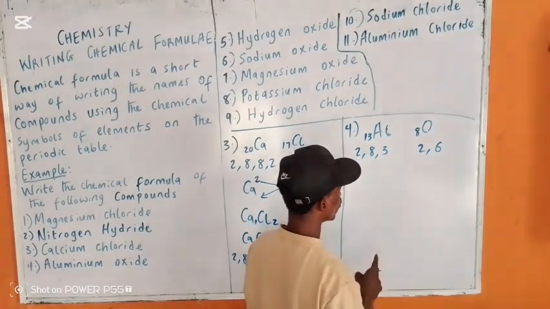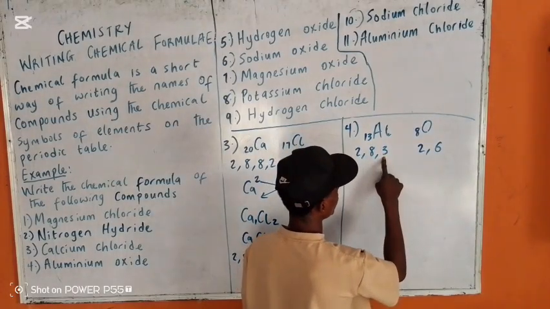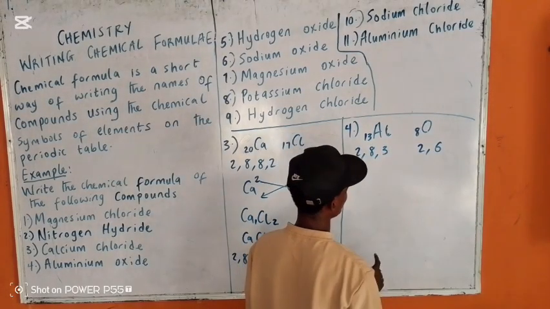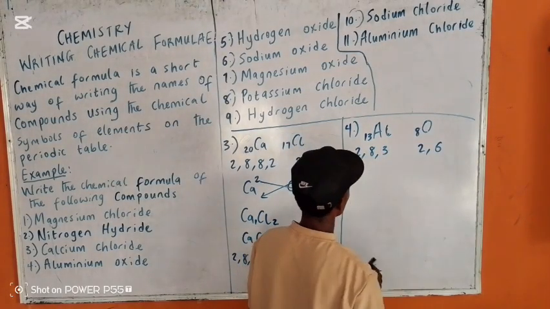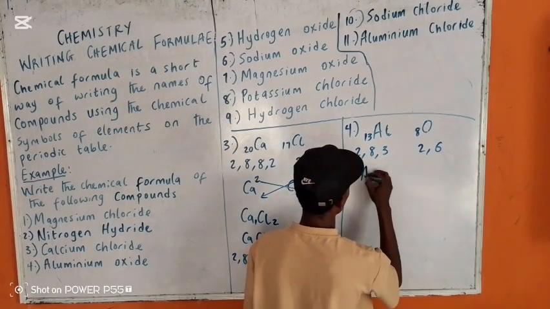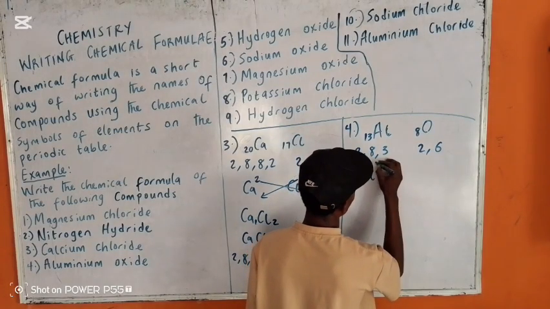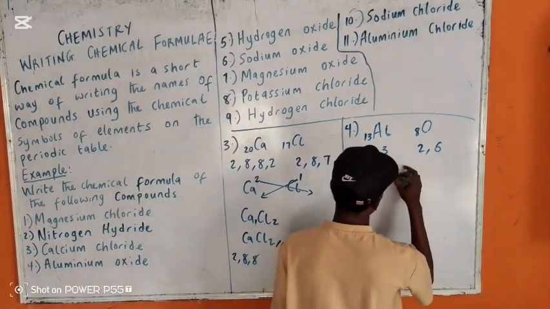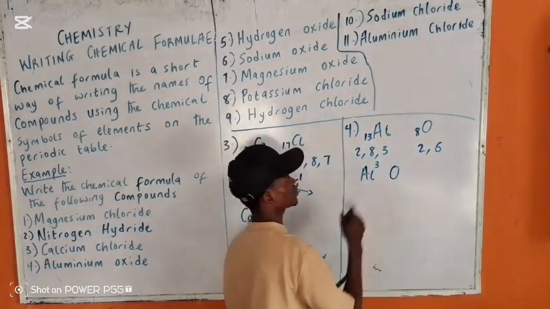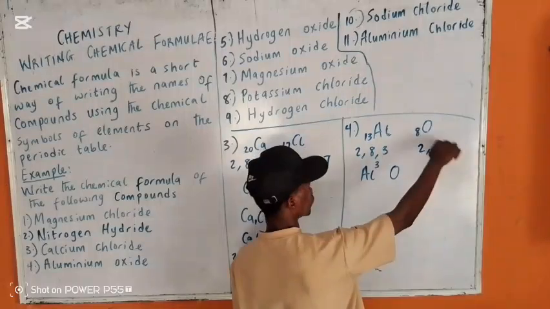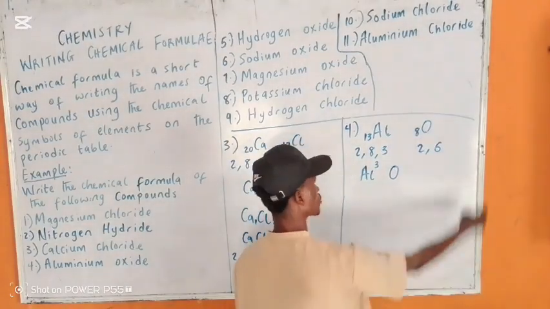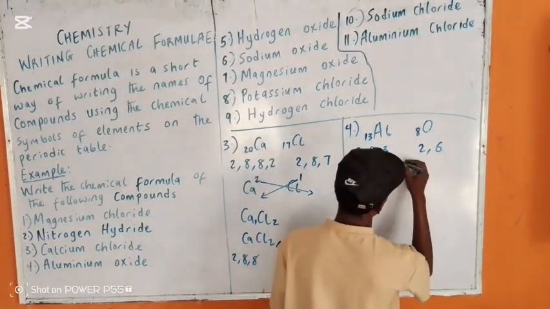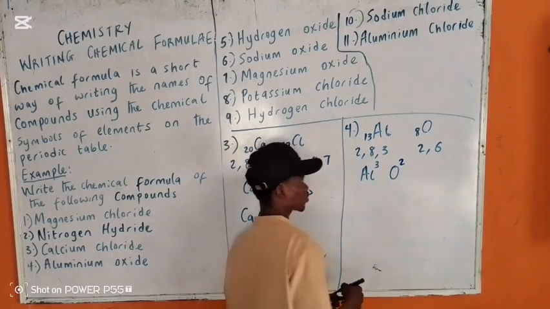Aluminium needs to do what? Give out 3 to become stable. So we have aluminium having 3 here, and we have oxygen here. Oxygen on the other hand needs to gain 2 to become stable. So we have 2 here for oxygen.